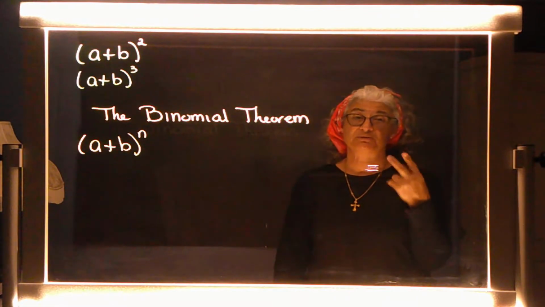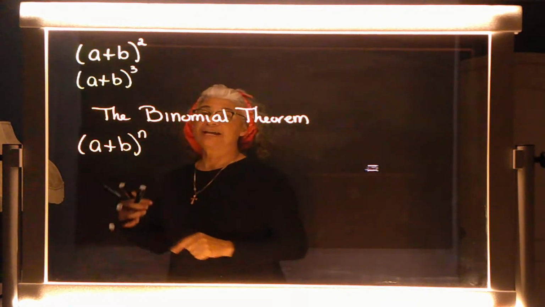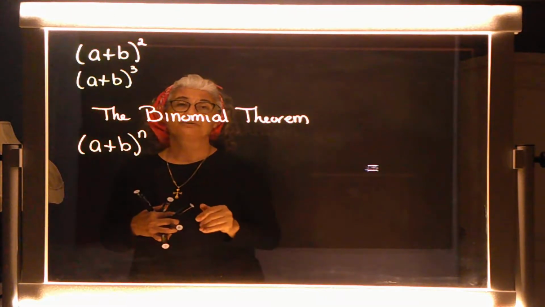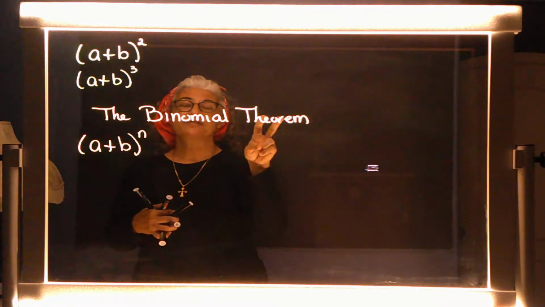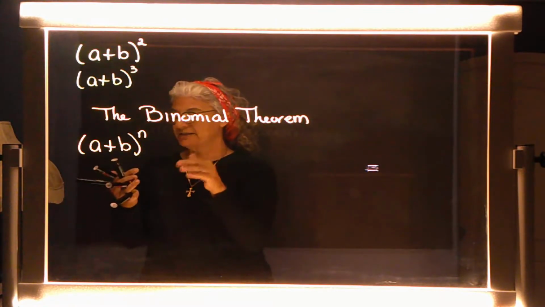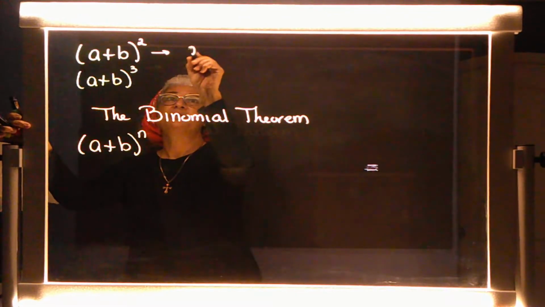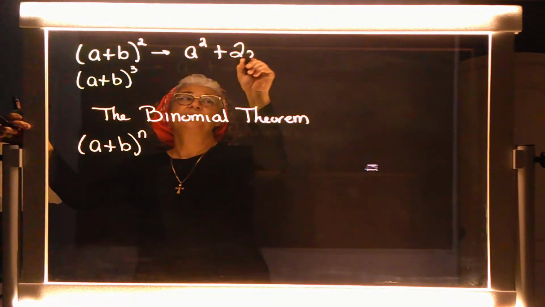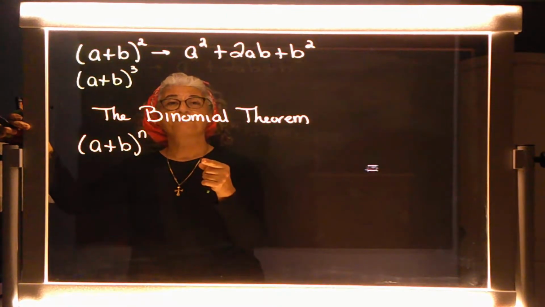Okay, so let's talk. Binomial means 2, correct? 2 terms. So let's take a look over here at a plus b to the power of 2. Now, we have done this so often. You write the parentheses out twice, you distribute. And this particular problem, as I said, we've done it so often, we know that we get a squared plus 2ab plus b squared, right?